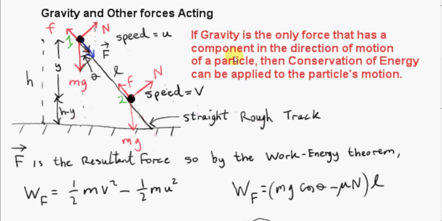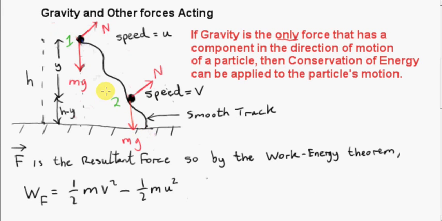Okay, it's worth repeating the condition for applying conservation of energy to a particle's motion. We apply it if gravity is the only force that has a component in the direction of motion of the particle. In the next video we will see some examples. Finally, we will consider the situation of a curved track. Now, we will deal with a smooth track. The track can be curved in any way we like.